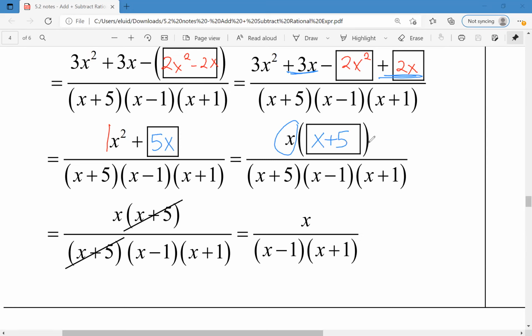So x times x plus 5 is all over that common denominator, x plus 5, x minus 1, x plus 1. What's happening next is we're canceling out a common factor of x plus 5 in the numerator and denominator. And finally, we're done. What's left in the numerator is x, and in the denominator is x minus 1, x plus 1. Thankfully, we never multiply those factors together in the denominator. We leave them in factored form. It's just easier that way. It's easier to cancel if possible, and easier to see whether or not we're able to reduce.